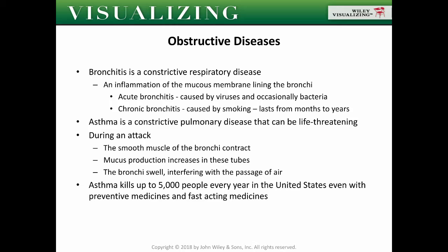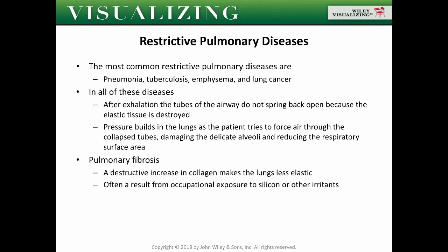During an asthma attack, the smooth muscle of the bronchi contracts. When it contracts, the airway passages become narrower, so basically it constricts the airways. The mucus production increases and the bronchi swell. Depending on the severity of the attack, you can either just constrict the airway, narrow it down, or completely block the airway. If it's completely blocked, you can have a life-threatening asthma attack. And it can kill up to 5,000 people every year in the US.